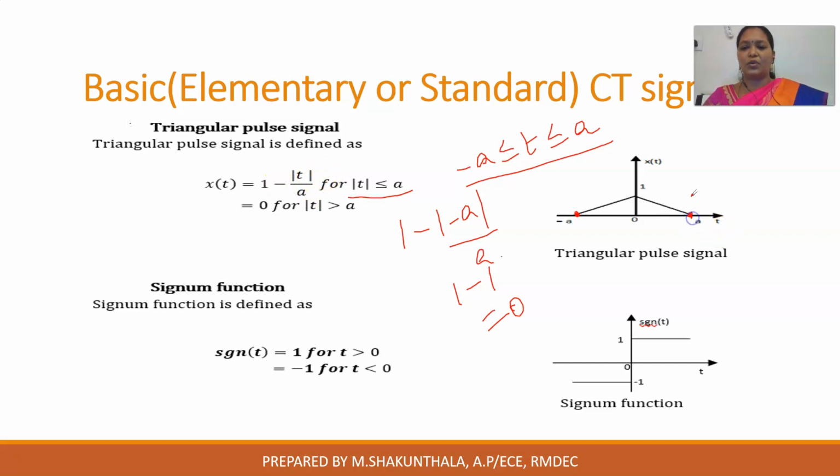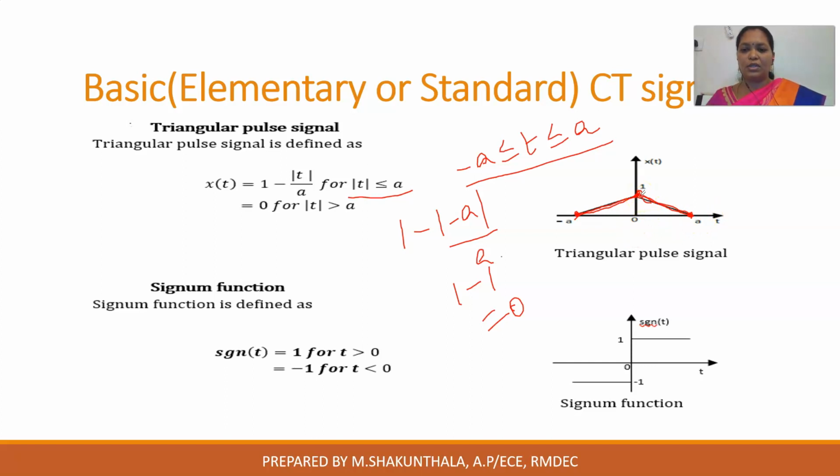For other values, just join these three dots. At t equal to minus a, the amplitude is 0. When t equal to a, the amplitude is 0. When t equal to 0, the amplitude is 1. Just connect all these points, and you will get a triangular pulse.